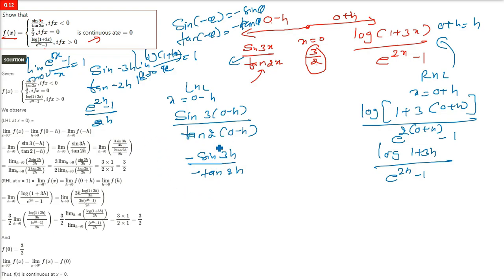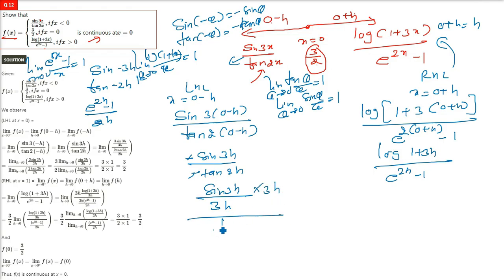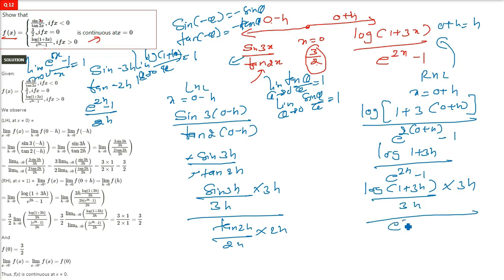Here also, sin theta by theta limit is 1. Tan theta by theta limit theta tends to 0 is equal to 1. And this sin theta divided by theta is also equal to 1. So you can cancel this negative sign. So sin 3h by 3h we are dividing, multiplying by 3h. In tan 2h also we are dividing it by 2h and multiplying it by 2h. On the right hand side it is log 1 plus 3h, so we have to divide it by 3h and we'll multiply it by 3h. Denominator e raised to h minus 1 and we'll divide it by 2h.